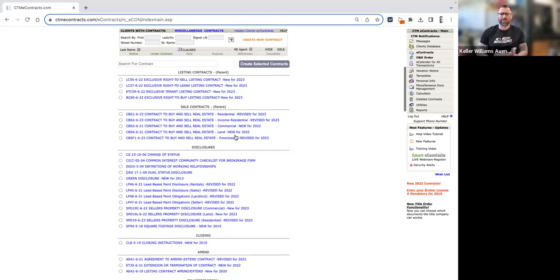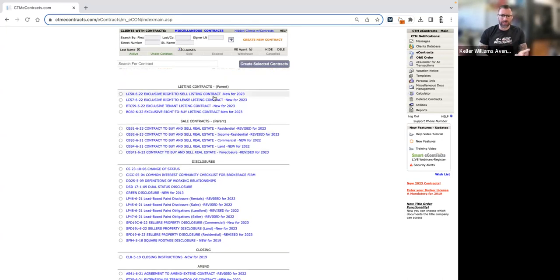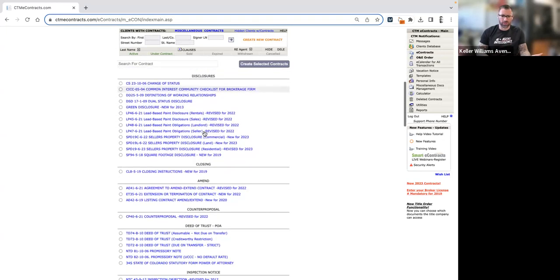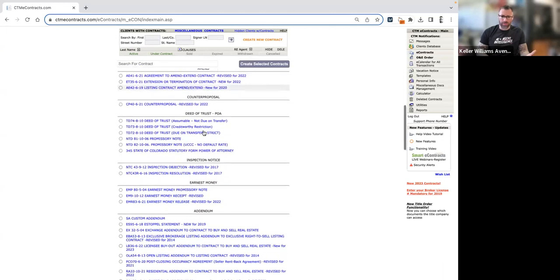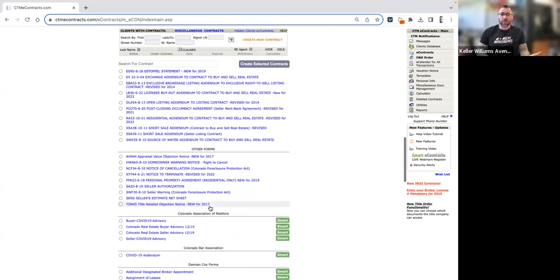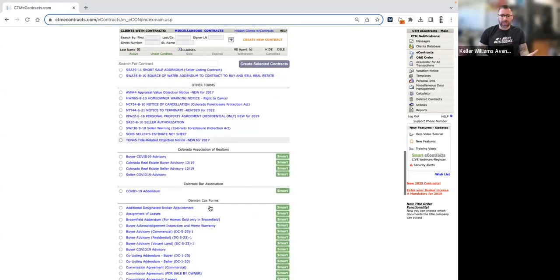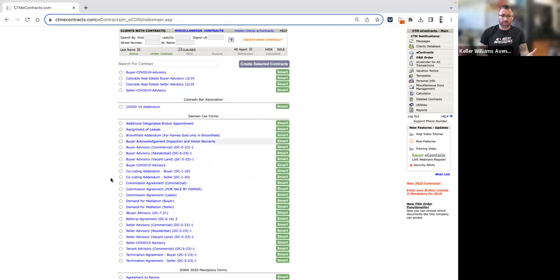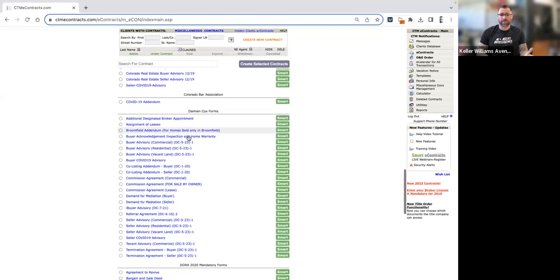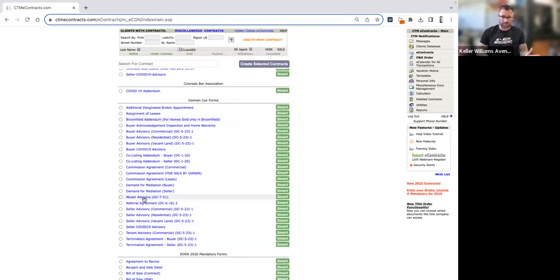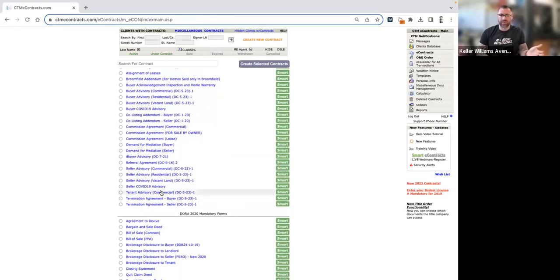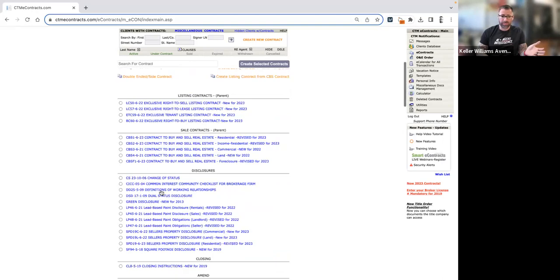So this gives us our master list. And here we are, right? We have listing docs, we have sales contracts, disclosures, amendments, counter proposals. This is everything, including everything that actually comes from our lawyer. So you guys can see this. This is all of our lawyer created documents as well. So termination agreements, seller advisory, some of the things that we know that our brokerage requires, because that's how our lawyer says that they can protect us the best.